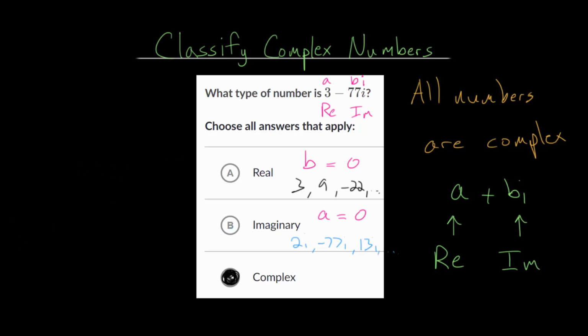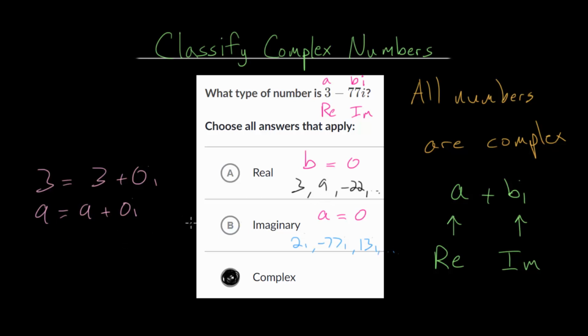So for instance, the number 3 is really 3 plus 0i. Just like the number 9 is 9 plus 0i. So it's still a complex number, it just has 0 for its imaginary part.